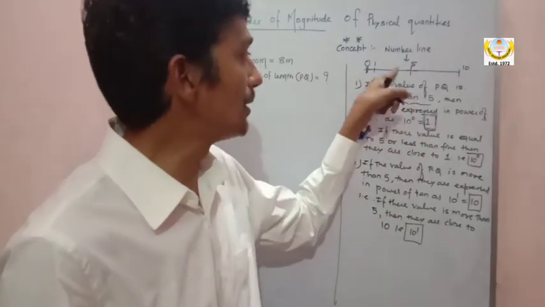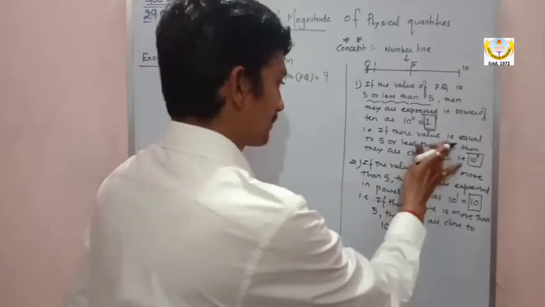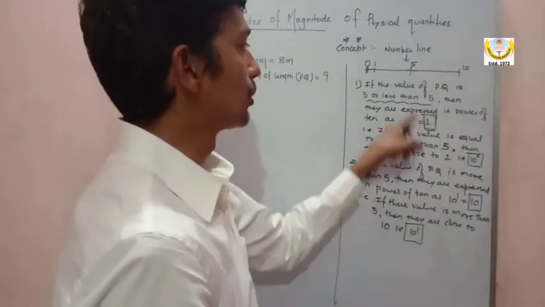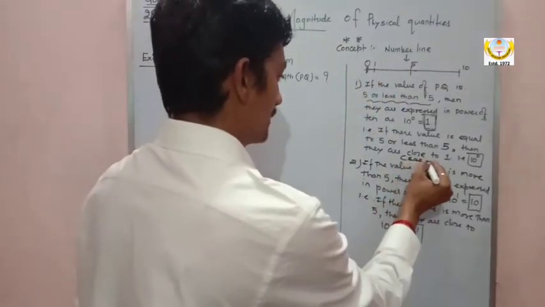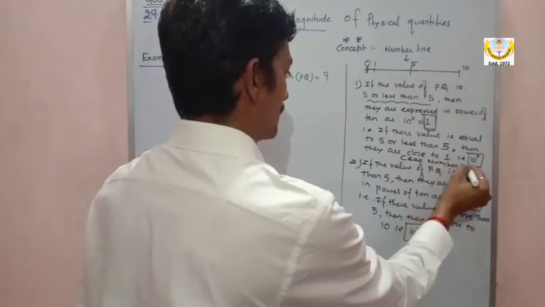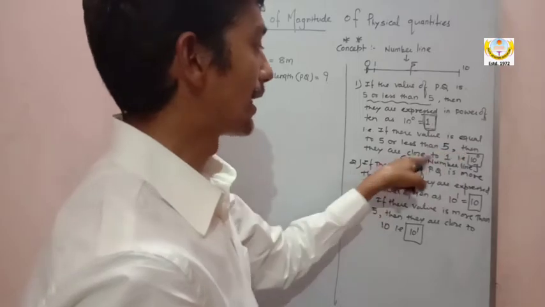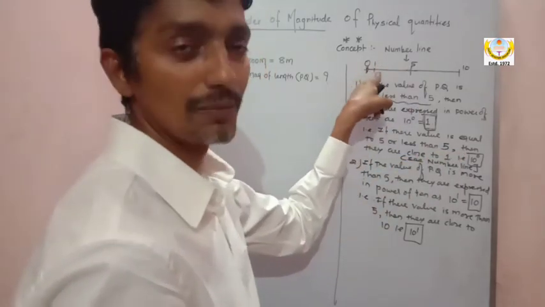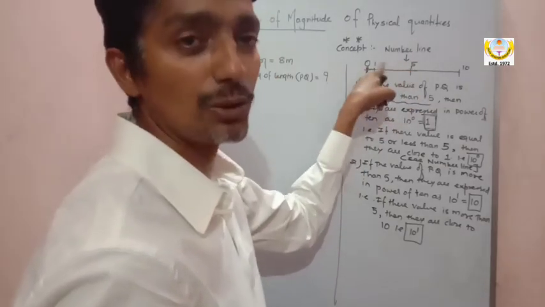Why did this happen? Because, sir, if the value is equal to 5 or less than 5, then they are close to 1. Look at my number line. See the number line. Then they are close to 1. Will it be close to 1 or close to 0, my dear? If it is 5 or less than 5, then they are close to 1.